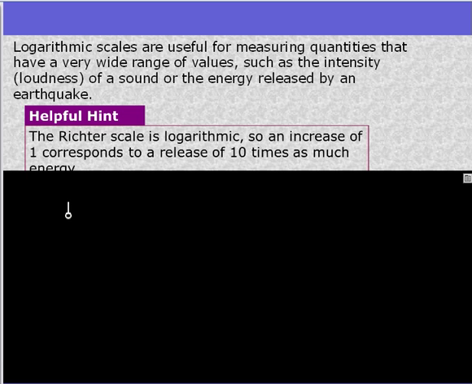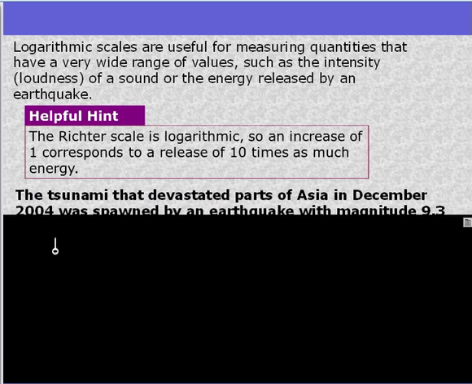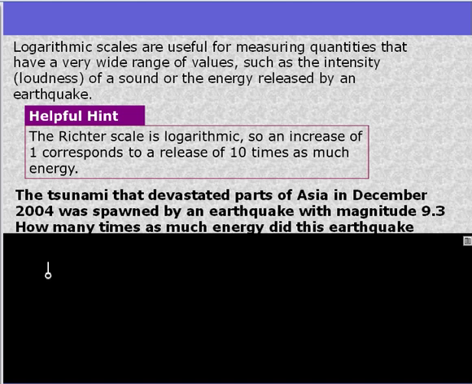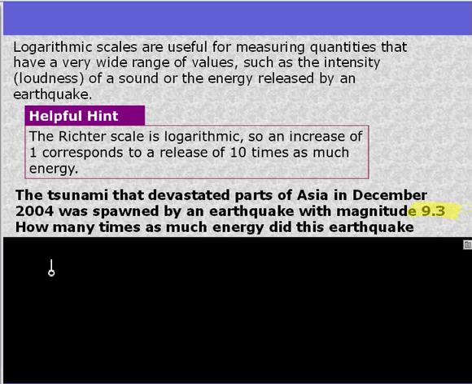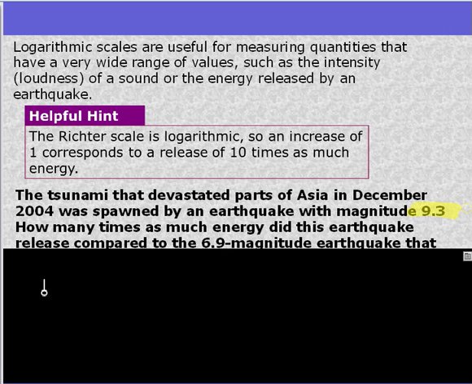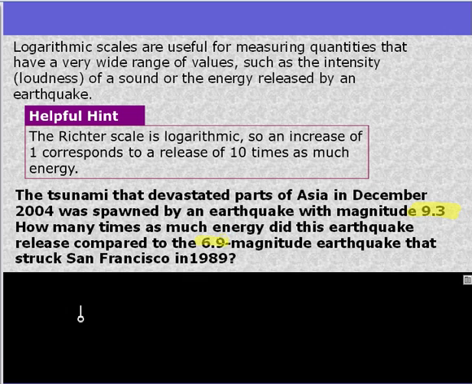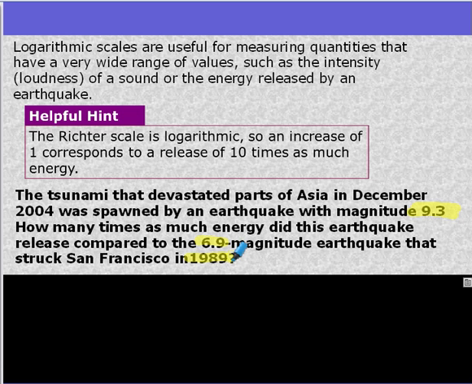All right, so let's look at a practical problem. The tsunami that devastated parts of Asia in December 2004, some of you hopefully remember that, was spawned by an earthquake with a magnitude of 9.3. And if you don't know, this is a very large value. How many times as much energy did this earthquake release compared to the 6.9 magnitude earthquake that struck San Francisco in 1989? Probably you don't remember that because you probably weren't born yet, hopefully, else you wouldn't be in my class. But that one caused the collapse of the bridge in Oakland, in the Bay Area, and it did cause a lot of damage. So let's look at the difference between the two.